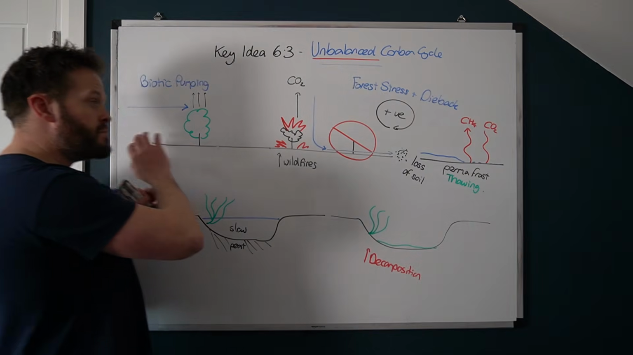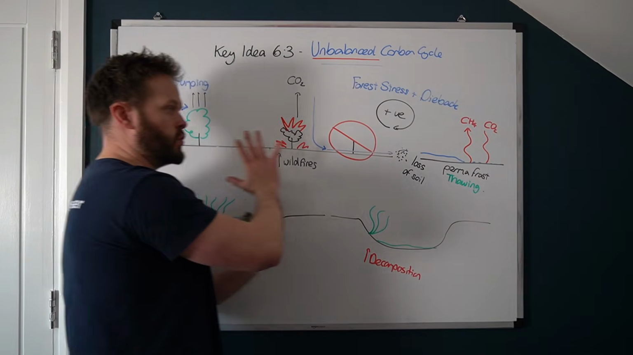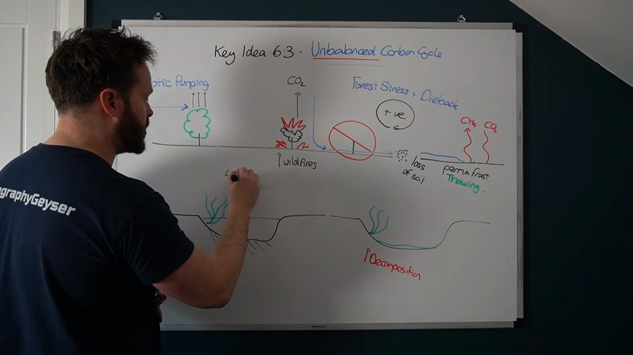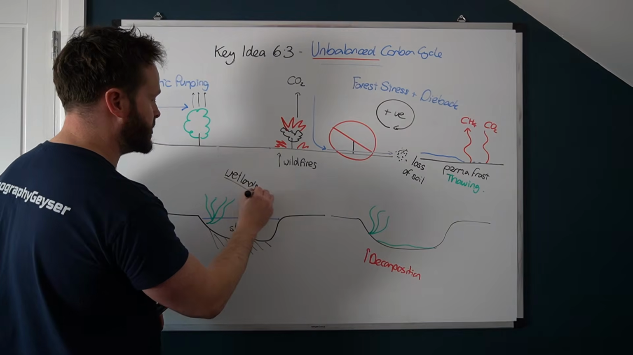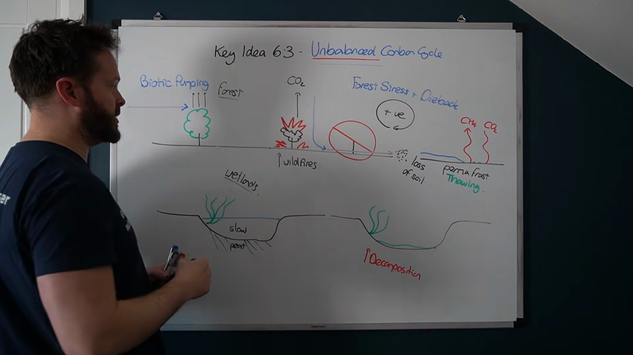So from this side, moving towards this side, we're transitioning from balance to imbalance and the impacts. As you can see, on this side, we have two of our really important carbon sinks. One, we've got wetland, and two, we've got forest ecosystems.